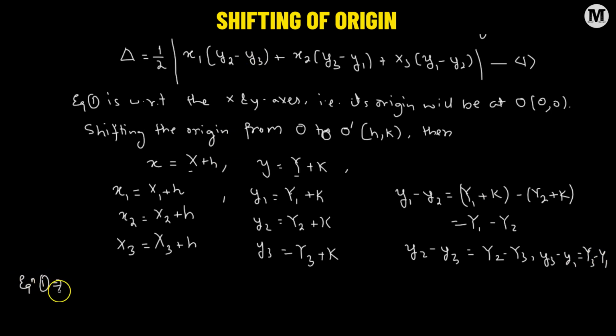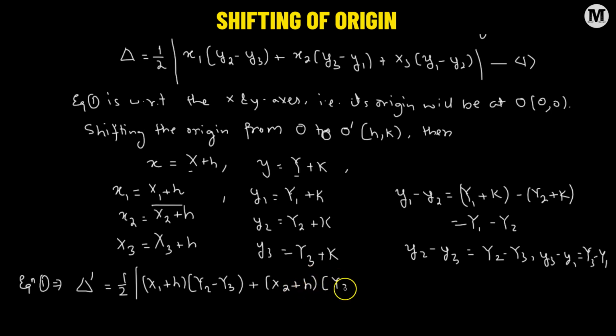So equation number 1, for the new triangle, because we're doing a transformation here, is no longer going to be delta, but delta prime. So delta prime is going to be half multiplied by the absolute value of x1, where x1 is replaced with X1 plus h, multiplied by y2 minus y3, which after transformation is Y2 minus Y3. Added to x2, which is X2 plus h, multiplied by Y3 minus Y1. Added to x3, which is X3 plus h, multiplied by Y1 minus Y2.